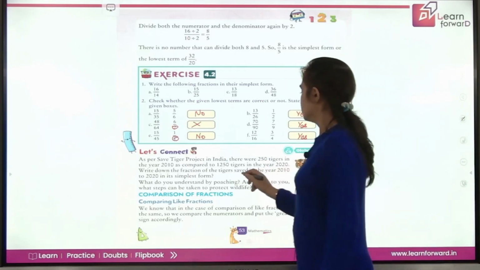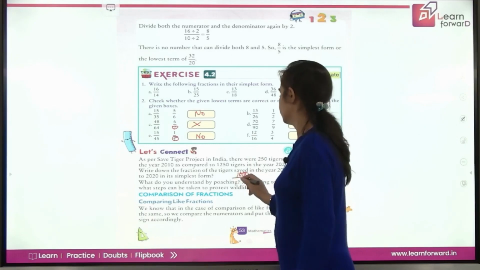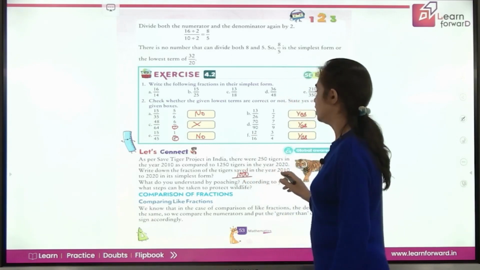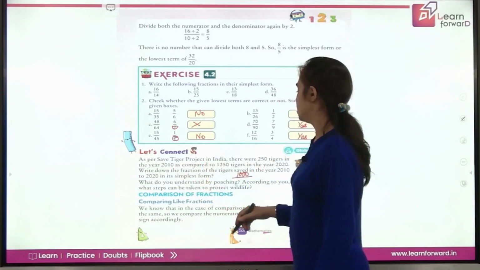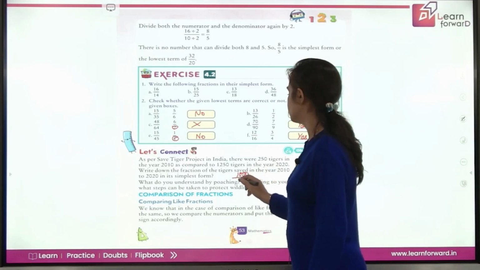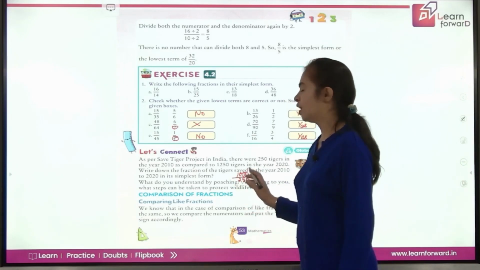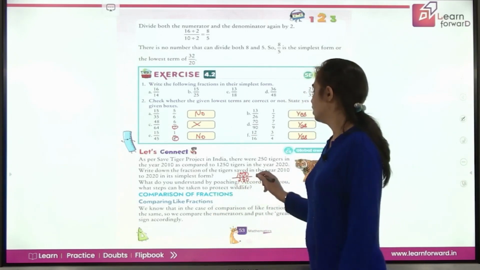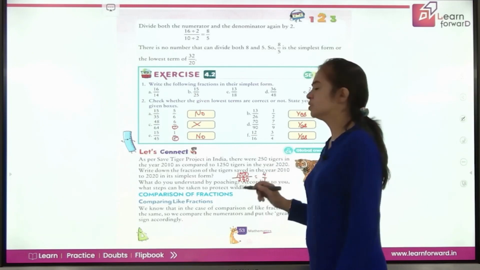In comparison to just 250 tigers saved in the year 2010 to 2020, in its simplest form, 1000 tigers have been saved as compared to 250 in 2010. Now you have to reduce it to the lowest form, which you get as 4 by 1. This is your lowest form.